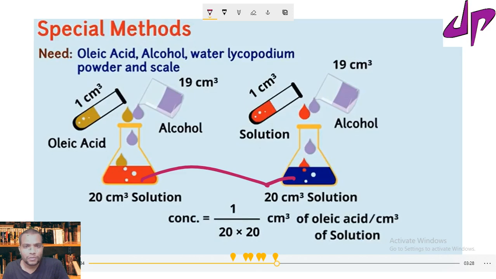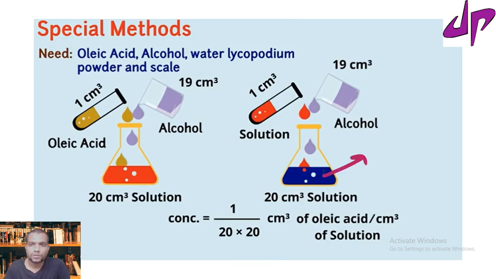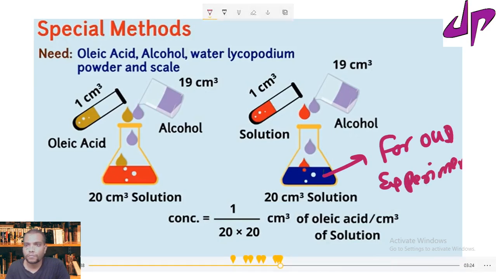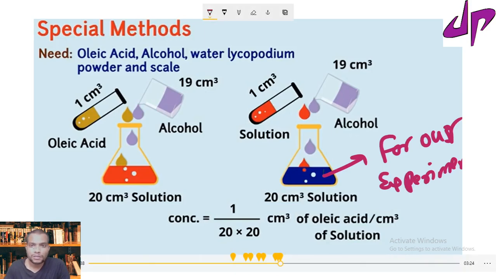Now finally, what do we need to take? Finally from this we need to take 1 ml for our experiment. So for our experiment, here we will take 1 ml with the help of a dropper.